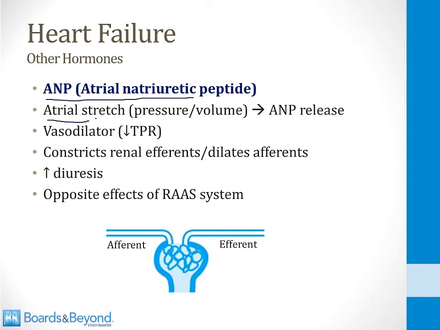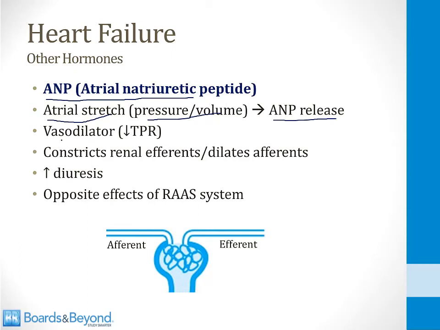When atrial myocytes are stretched, either due to pressure or volume overload inside the atrial chambers, this leads to release of a protein called atrial natriuretic peptide, or ANP. And ANP basically serves as a counter to the renin-angiotensin-aldosterone system. Unfortunately, it's not a strong enough counter to overwhelm the pathophysiology of heart failure. So all the things that ANP can do are the opposite of the renin system.